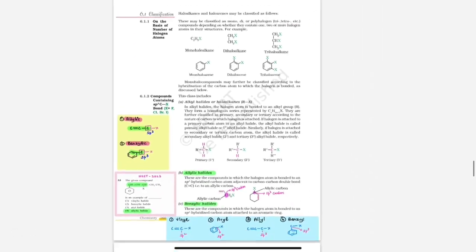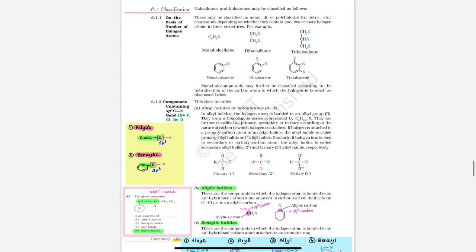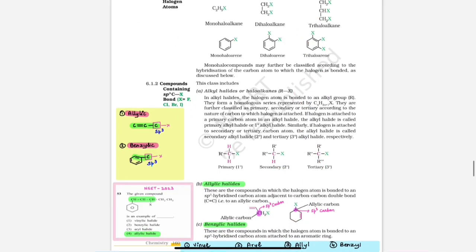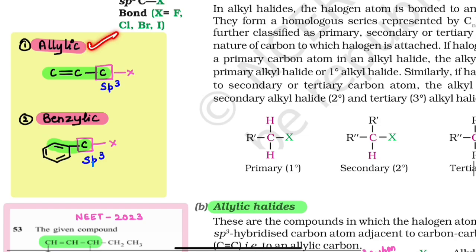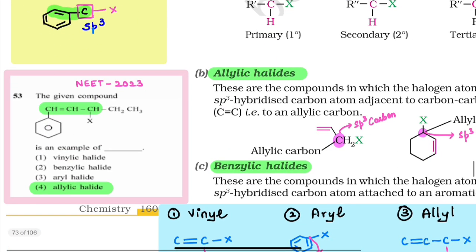So in the second page, what is more important is you should know what is allylic halide. Allylic halide means halogen will be attached to an sp3 carbon, and that sp3 carbon will be attached to a carbon-carbon double bond. Benzylic means halogen should be attached to an sp3 carbon, and then the sp3 carbon will be attached to a benzene ring. So here you can see, NEET 2023, this question is asked.